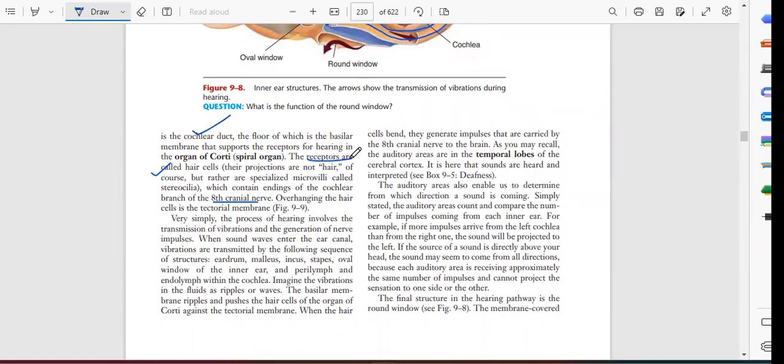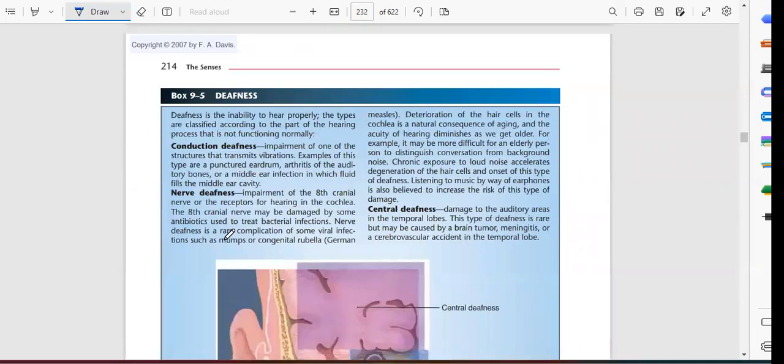Whatever information of hearing we will hear, that is gathered by the hair cell. Okay, then only it will transfer to the cochlear nerve. Okay, so we have the cochlear nerve, the eighth cranial nerve. So how does the process of hearing occur? Let's see that.